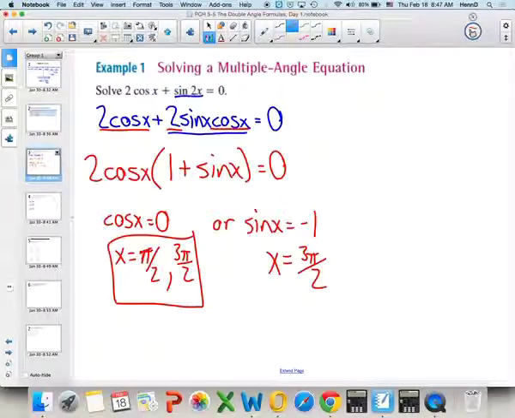So, pretty cool. Now we are able to solve equations where before, the only way we could have done this would be to graph it and see where it equals 0 with the calculator.